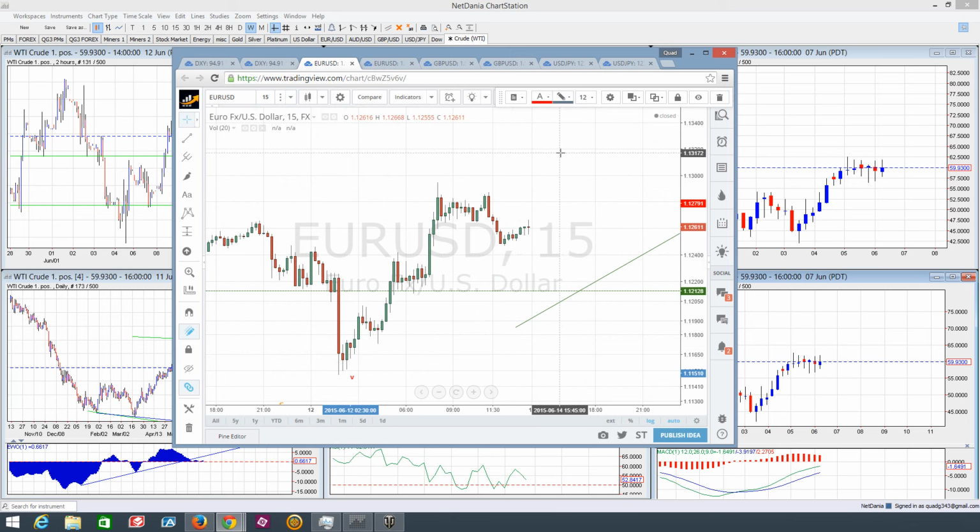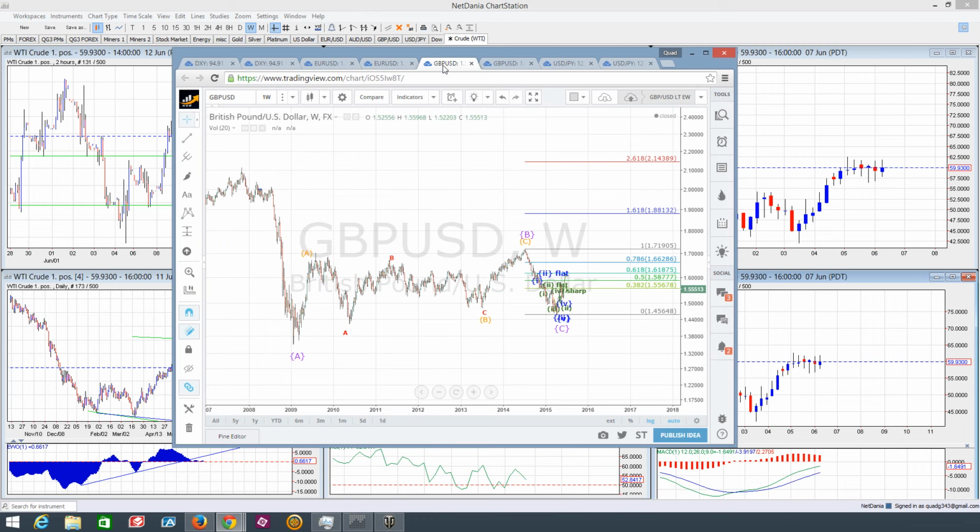This may be wave A. We may see a wave B and eventual wave C, maybe back into this wave 3-4 zone, somewhere about 1.1223, somewhere in there, for it to end our correction and then start another impulse to the upside. That's what I'm thinking. All right, Great British Pound.